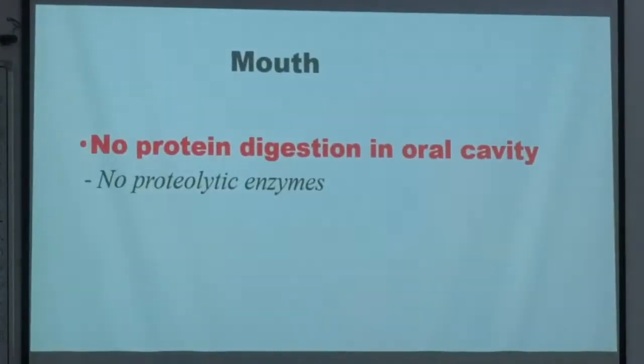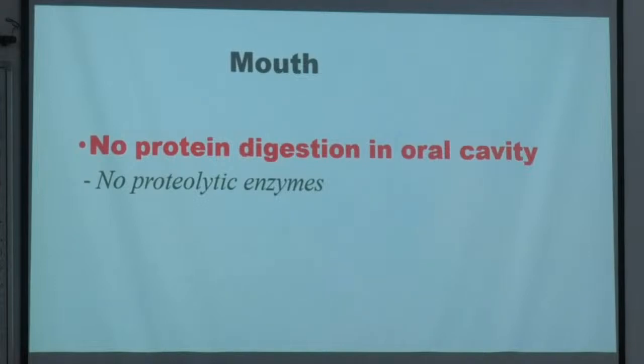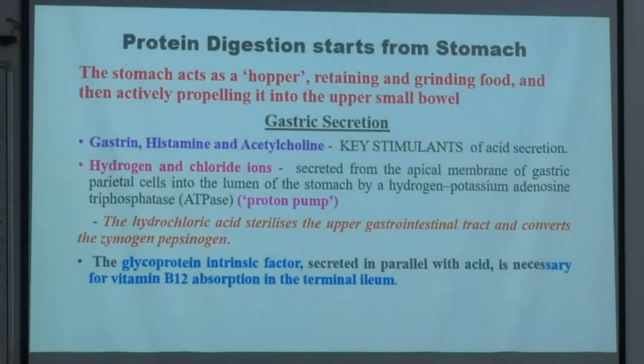Now, mouth, as I told you, there is no proteolytic enzyme, so there will be no digestion in the oral cavity. The protein digestion starts from the stomach. Remember, stomach is acting as a hopper. It is retaining, it is grinding foods, further what you have chewed, and then actively propelling into the small intestine through the pyloric sphincter. There is a sphincter also.